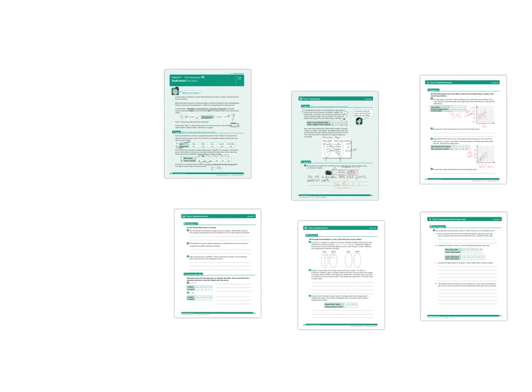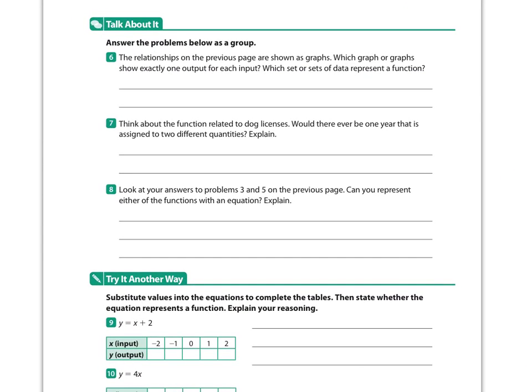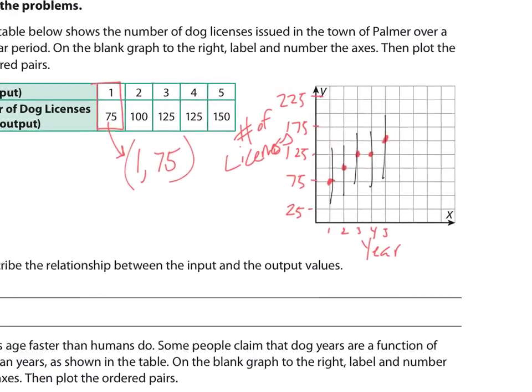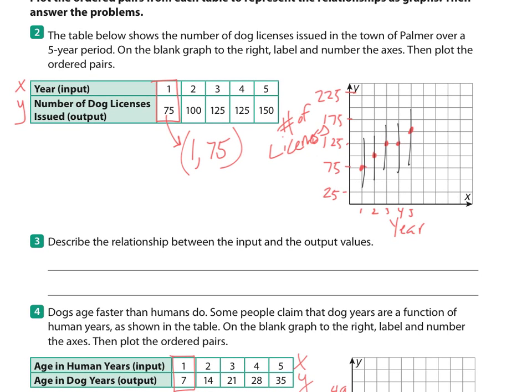So let's head back over here. All right, the relationships on the previous page are shown. Yes, we know that. Which set or sets of data represent a function? I think we've clearly said that both of them do. Think about the function related to dog license. Would there ever be 1 year that is assigned to 2 different quantities? Right? So in other words, would it be possible for year number 2 to have 2 different numbers associated with it? Well, no, it wouldn't be, right?